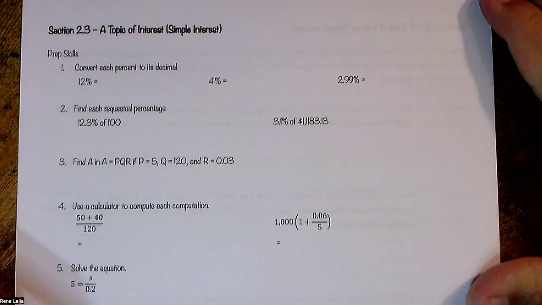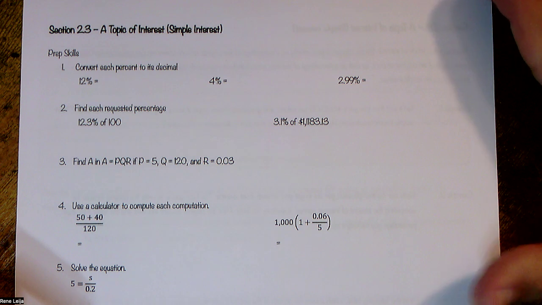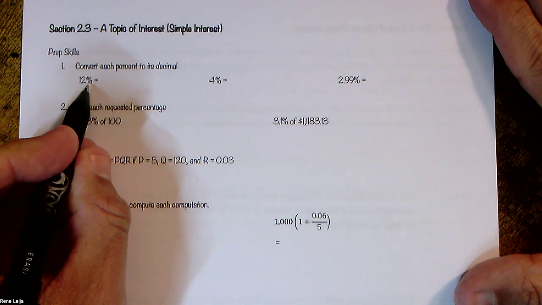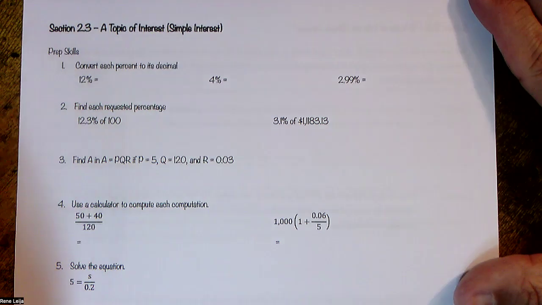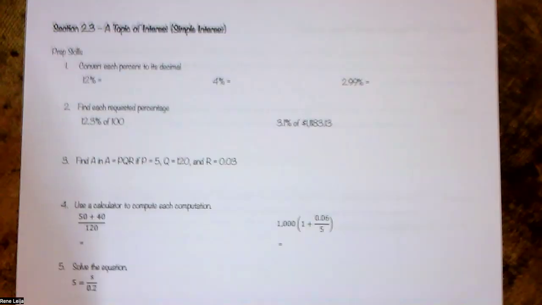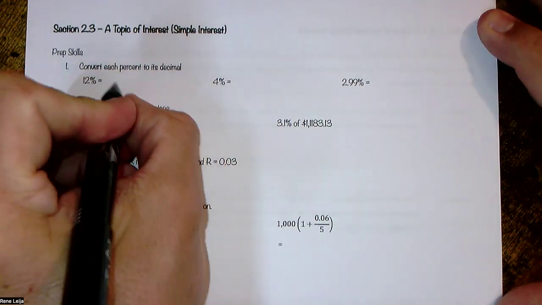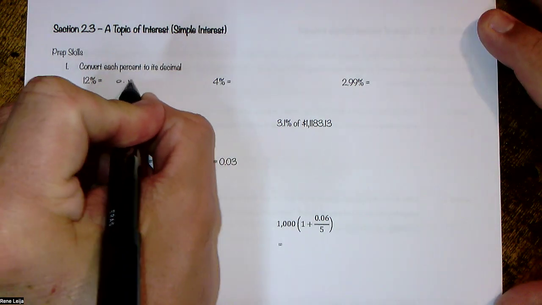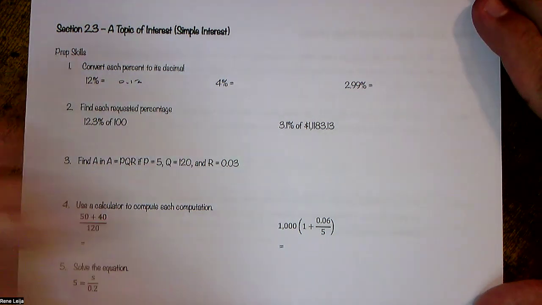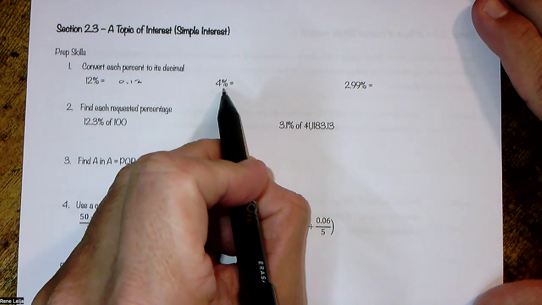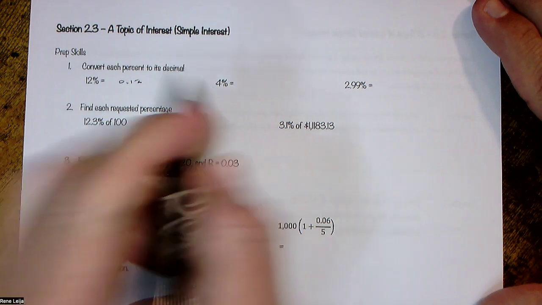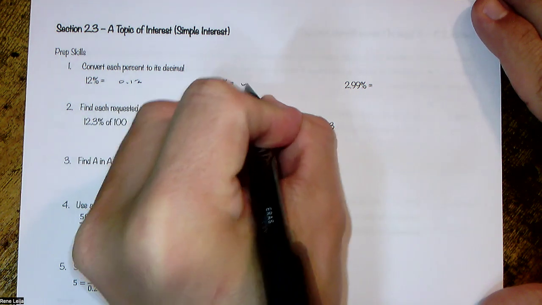So all we're going to do is find the decimal. So we're going to drop the percent sign and find our decimal, and then we move it two places to the left. So 12% is going to become 0.12. Okay. 4%. Well, the decimal is behind the four, so two places to the left, 1, 2, that's going to be 0.04.